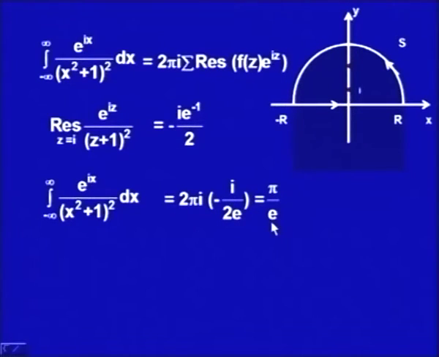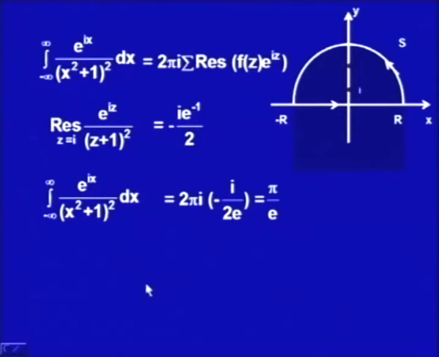So, the evaluation of this integral gives a value that is only a real number, and this integral actually consists of two integrals: one is the real part of this whole integral, and the other is the imaginary part. The real part is the integral from minus infinity to plus infinity of cos x/(x² + 1)² dx, and the imaginary part is the integral from minus infinity to plus infinity of sin x/(x² + 1)² integrated with respect to x.